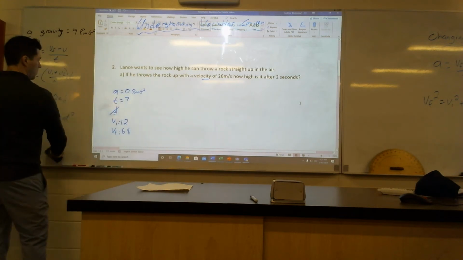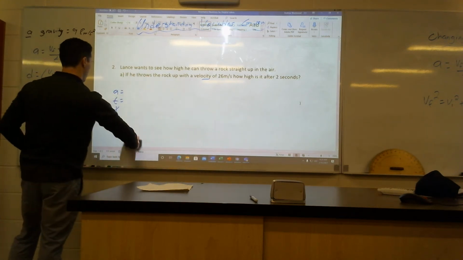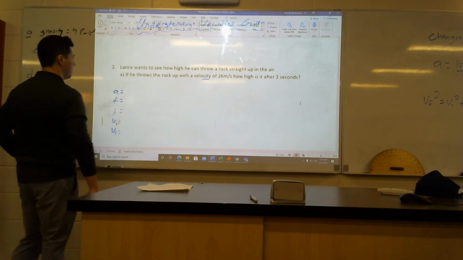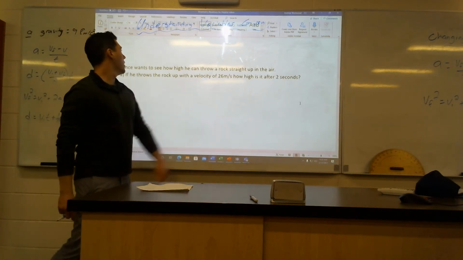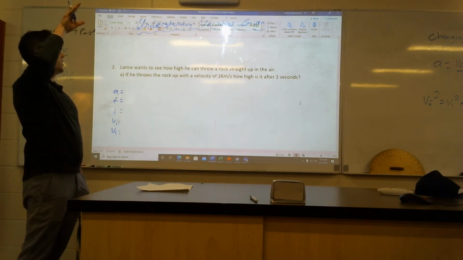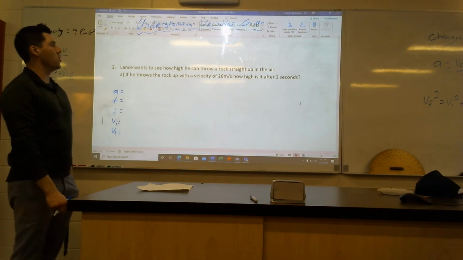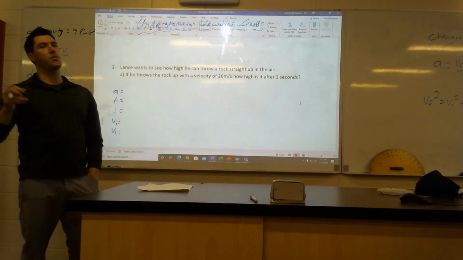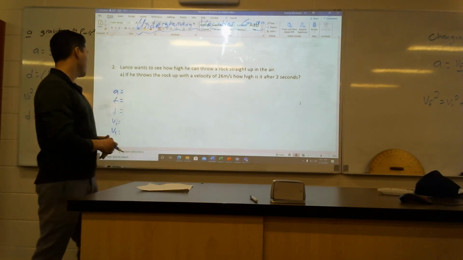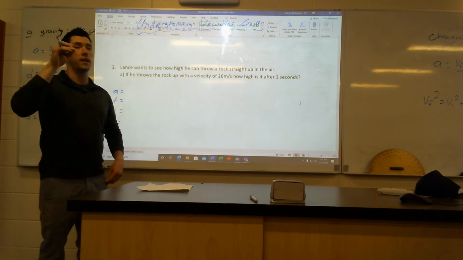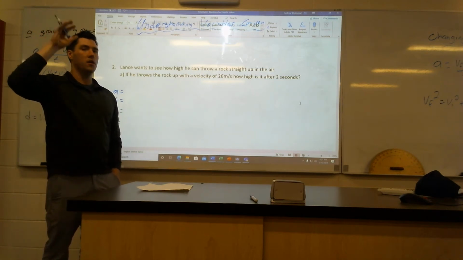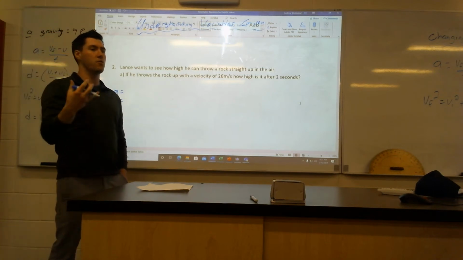All right, so let's get rid of these. Distance is back possibly in the fold here. Question 2: Lance wants to see how high he can throw a rock straight up in the air. If he throws the rock up with a velocity of 26 meters, this is him starting to throw the rock. A lot of people want to say this is a VF, because that's how fast it's going. But that's how much velocity he started to throw it with, okay? It's going to start slowing down right away because of gravity.